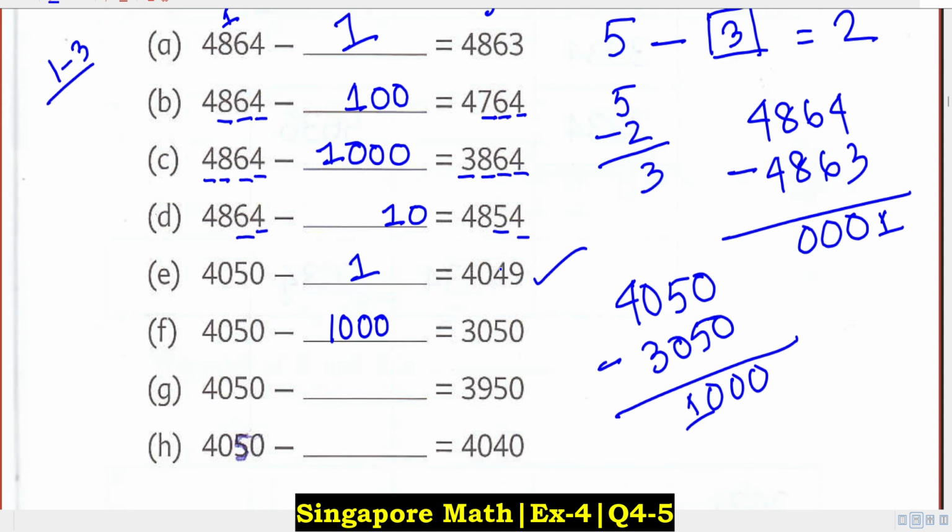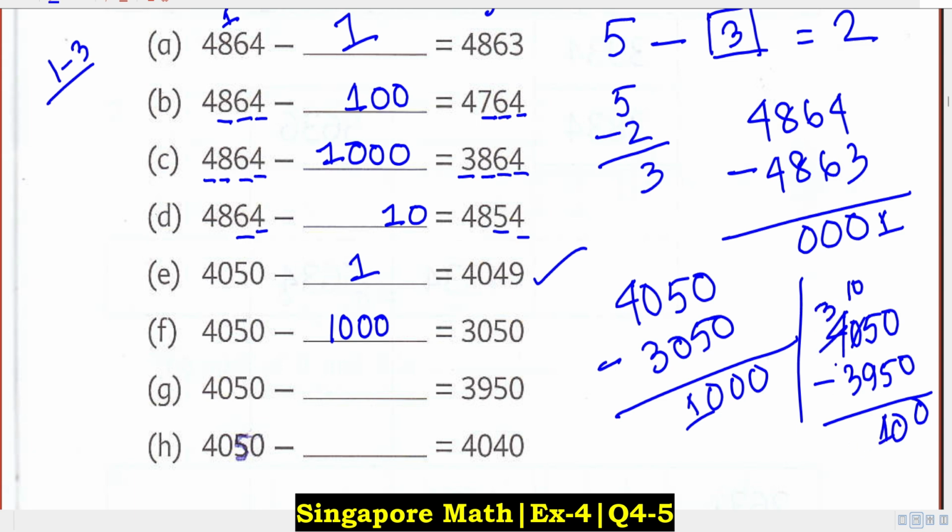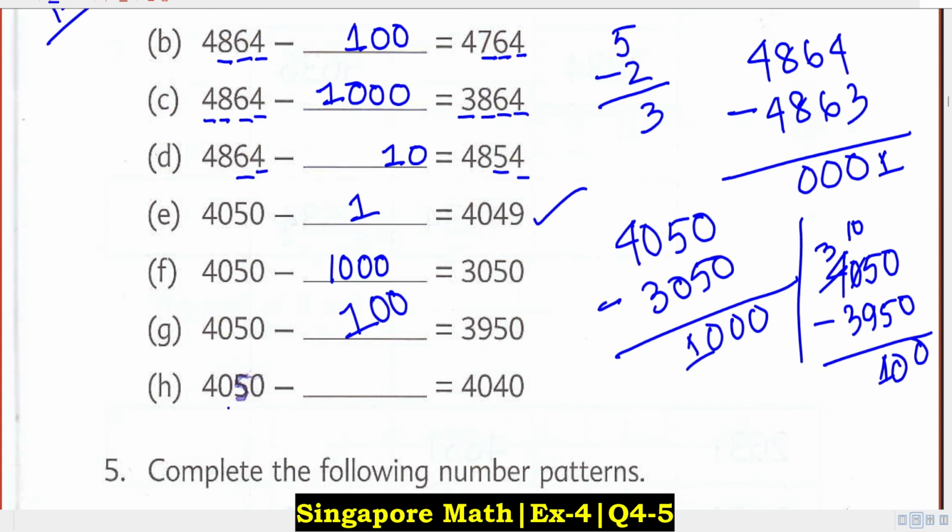So what next? Here is 4050 and here is 3950. So we have to look carefully at this one, 4050 minus 3950. So here is a 0, here is a 0, this 0 becomes like 10, so 10 minus 9 will be 1, so this 4 becomes 3, so 3 minus 3 will be 0. So we can say our answer is 100. Here is 4050, here is 4040. So what will be the result? 0 minus 0 will be 0, 5 minus 4 will be 1, and 0 0 4 4 0. So the result is 10.